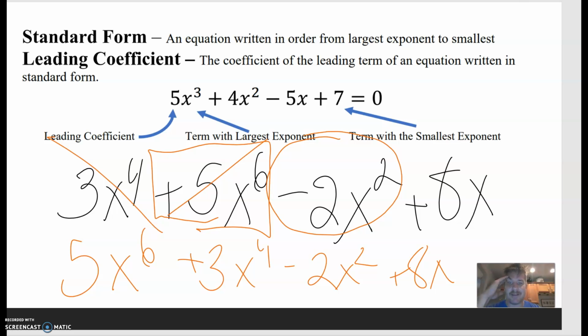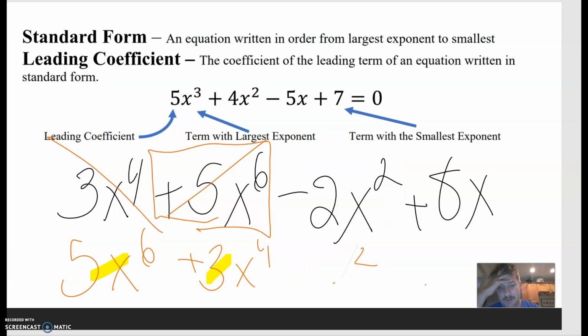So if I had to name this, the exponent is 6, so I'd say it's a degree of 6. It has 1, 2, 3, 4 terms. So that would mean it's a polynomial. If I erase this, if that wasn't there, it would be 3 terms. So it would be a degree 6 trinomial. If it had 2 terms, it would be a binomial. And again, remember, if it has 1 term, it's just a monomial.